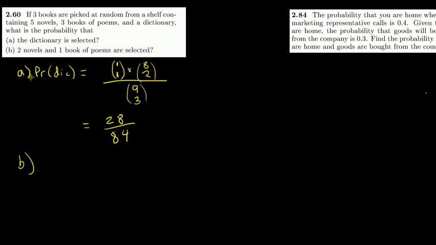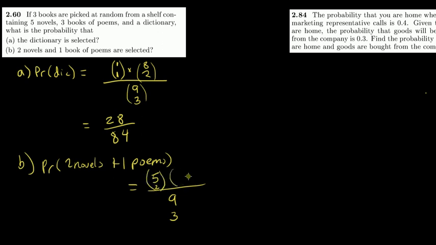All right, so let's go ahead and do the next one. So we have 2 novels. So the probability of selecting 2 novels and 1 book of poems. So 1 book of poems. All right, so now denominator is still the same. 9 choose 3. So 2 novels. Okay, so let's pick that first. So we have 5 novels and we're choosing 2. Okay? And 1 book of poems. Well, there's 3 book of poems and we're choosing 1.